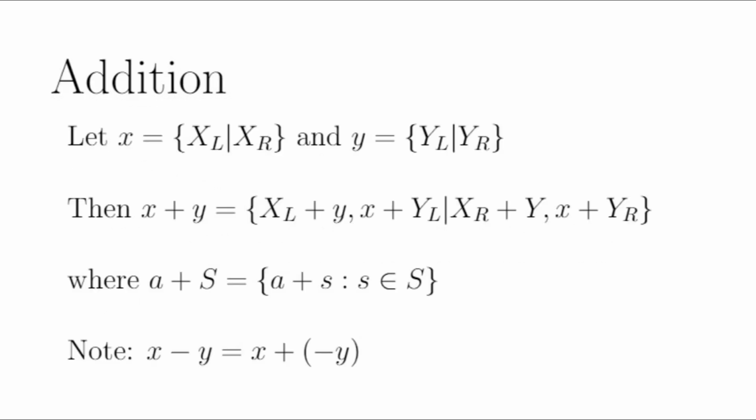Now we can move on to addition. Given two surreal numbers x and y with their respective forms, we define x plus y to be the form composed on the left of x plus elements in the left set of y, and y plus elements in the left set of x, and the right part of the form to be x plus elements in the right part of y, and y plus elements in the right part of x.